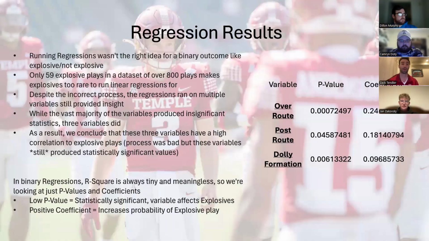So, while the vast majority of the variables that we ran regressions for produced insignificant stats, three variables actually did. With low p-values and positive coefficients, which indicated that these three variables were statistically significant, in that the variable does affect explosives, and that each of these three variables increases the probability of an explosive play. So these three variables that satisfied both conditions were the over route, the post route, and the dolly formation, which I believe segues pretty well into Jan's next section.